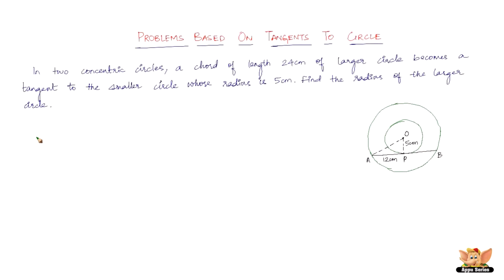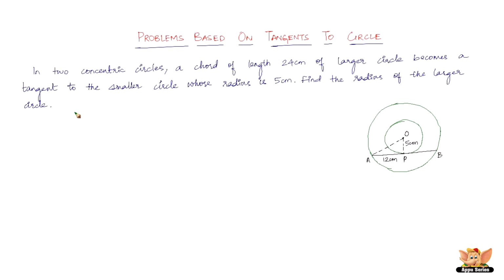In this video, let us solve more problems based on tangents to circle. And we've got a problem here which reads like this. In two concentric circles, a chord of length 24 centimeter of larger circle becomes a tangent to the smaller circle whose radius is 5 centimeters. Find the radius of the larger circle.